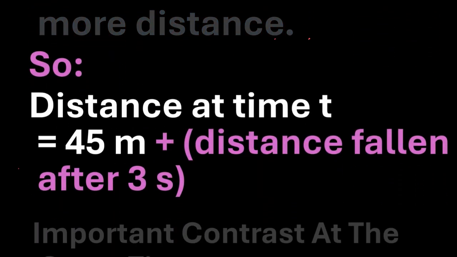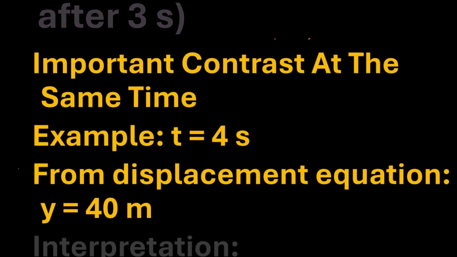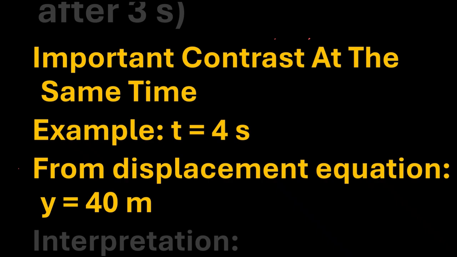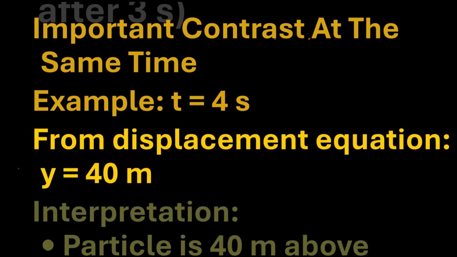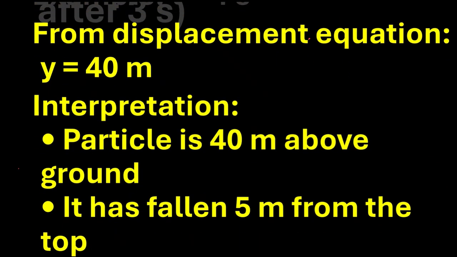So distance at time t is 45 meters plus the distance fallen after 3 seconds. And what is the distance fallen after 3 seconds? We'll come to that. An important contrast to note here: at the same time t equal to 4 seconds, displacement from the equation is plus 40 meters. And if we interpret it, it means the particle is 40 meters above the ground, or it has fallen 5 meters from the top.